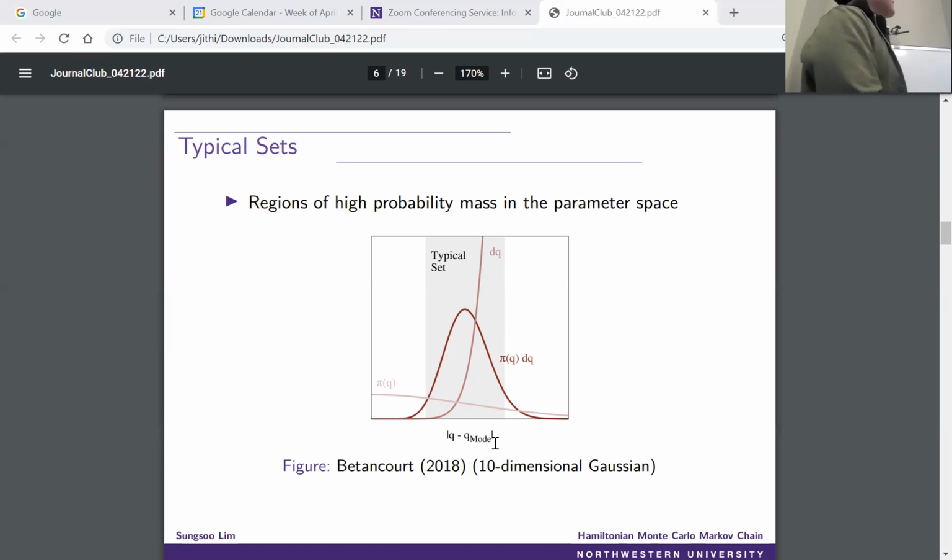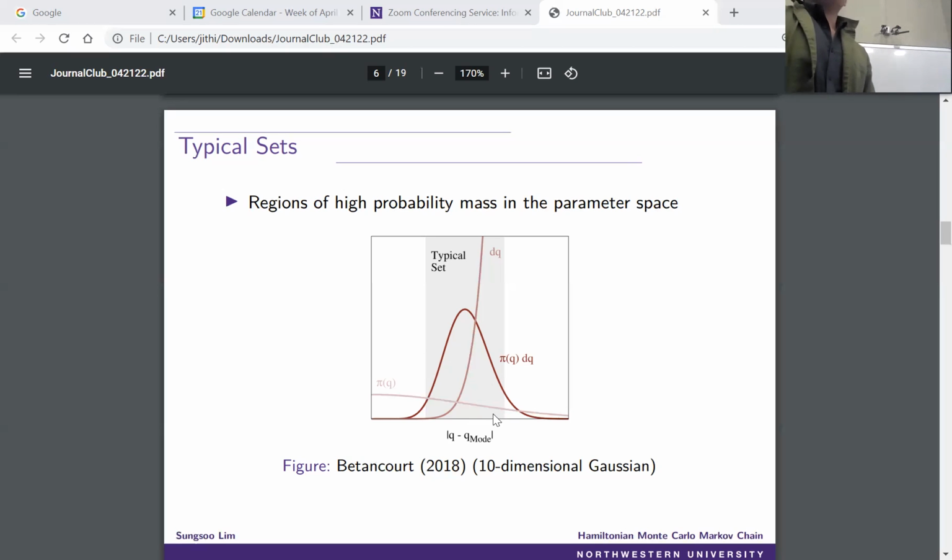And also another thing is that when we have a target distribution, some of the quantities that we're interested in are the expectation values and other moments. So to do that, we have to do an integral. So in that case, the integral volume is actually concentrated away from the mode in most high dimensional cases.